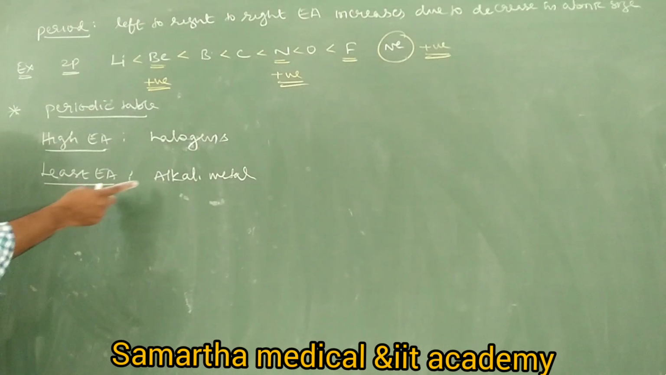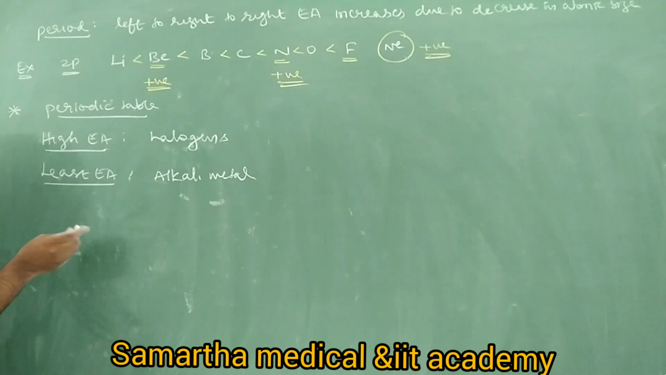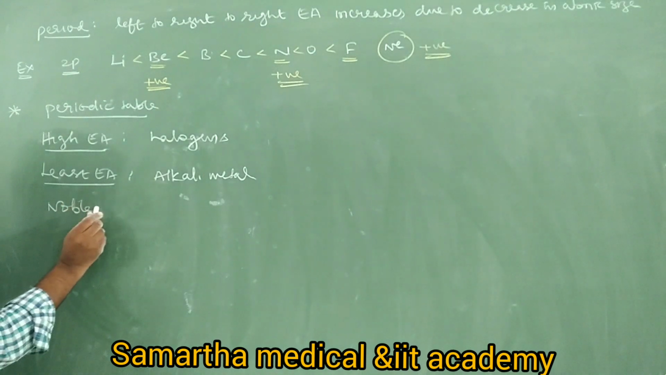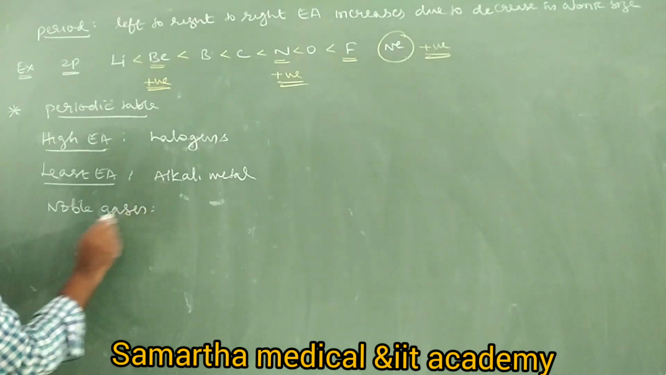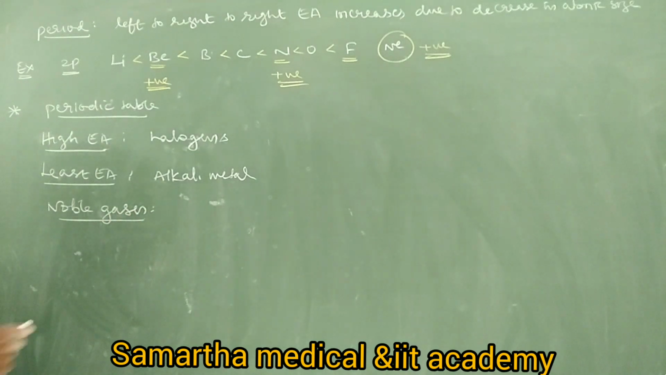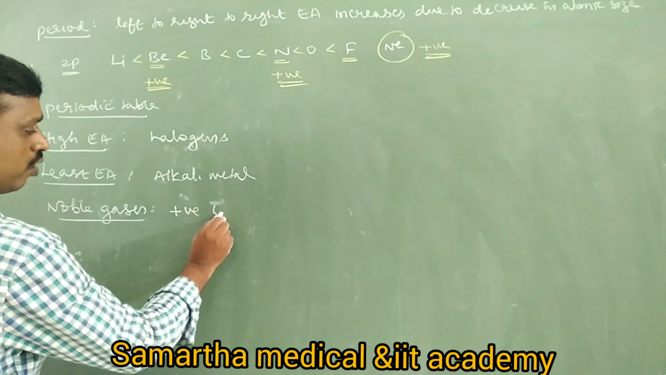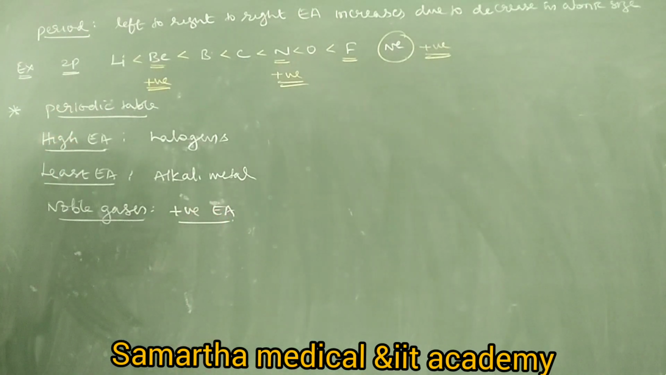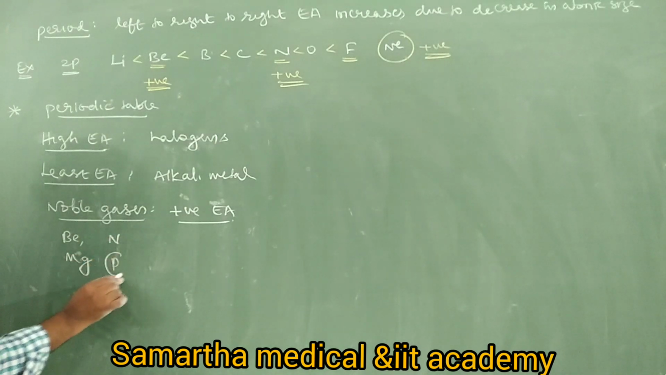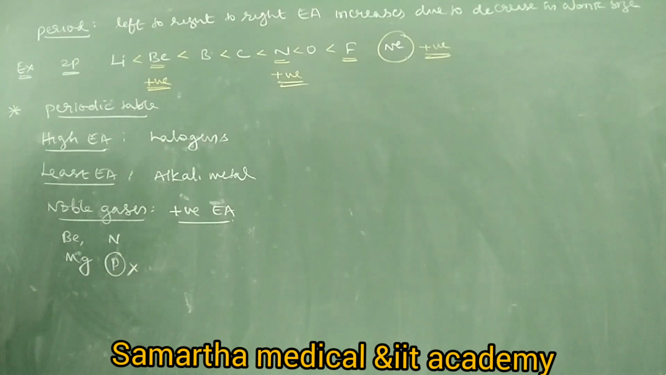Least in the sense they have negative values, but least. What about noble gases? Do noble gases have negative values? No, they do not have negative electron gain enthalpy. They have positive electron gain enthalpies. Okay. So along with noble gases, you need to remember beryllium, magnesium, nitrogen, but not phosphorus. Below nitrogen, phosphorus has to come, no, but not phosphorus. Phosphorus has a negative value, but beryllium has a positive value, magnesium positive, nitrogen positive, and noble gases positive electron gain enthalpy.